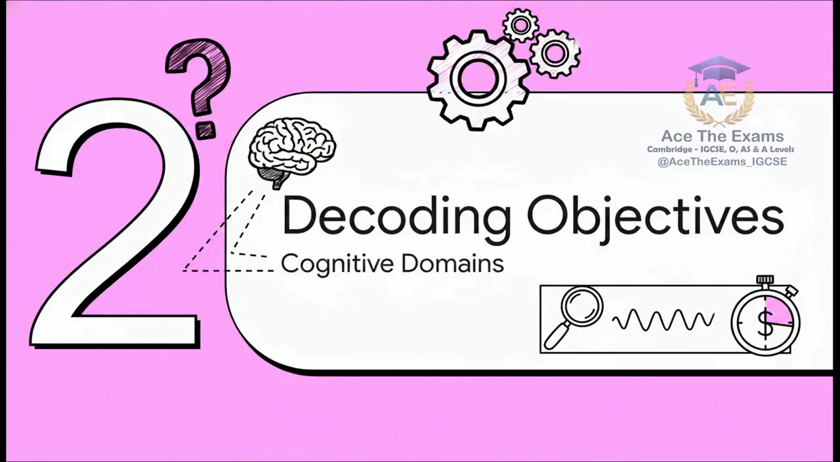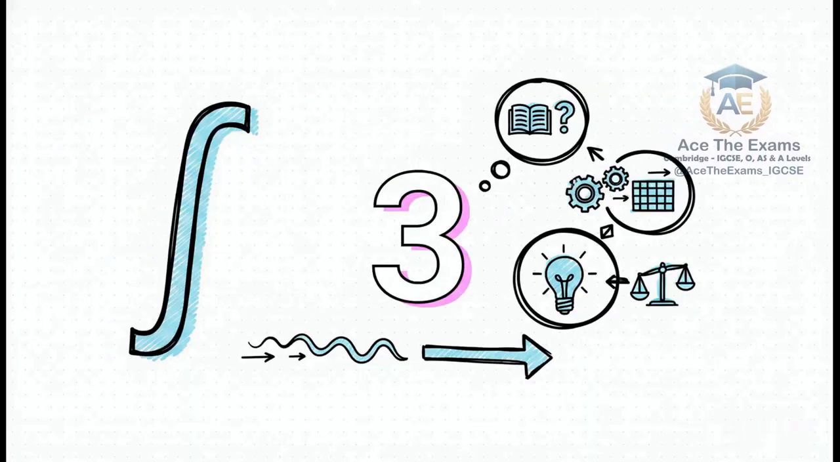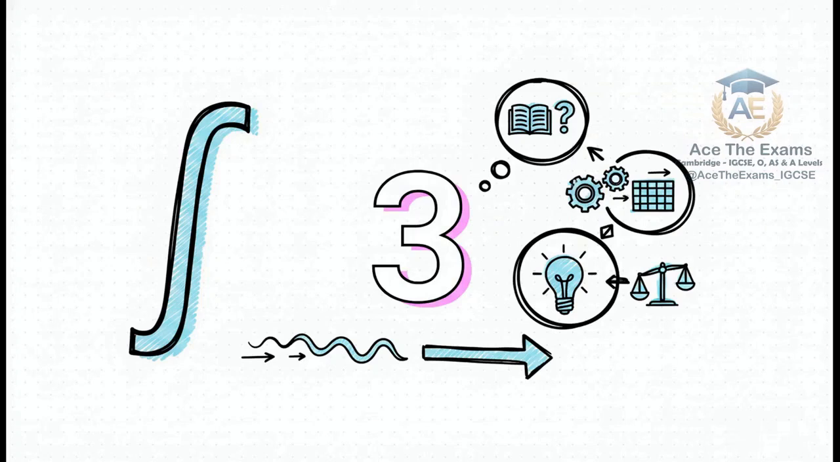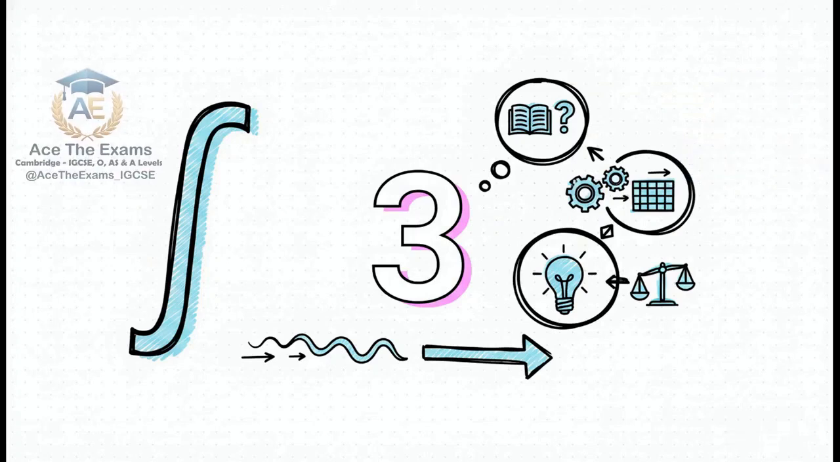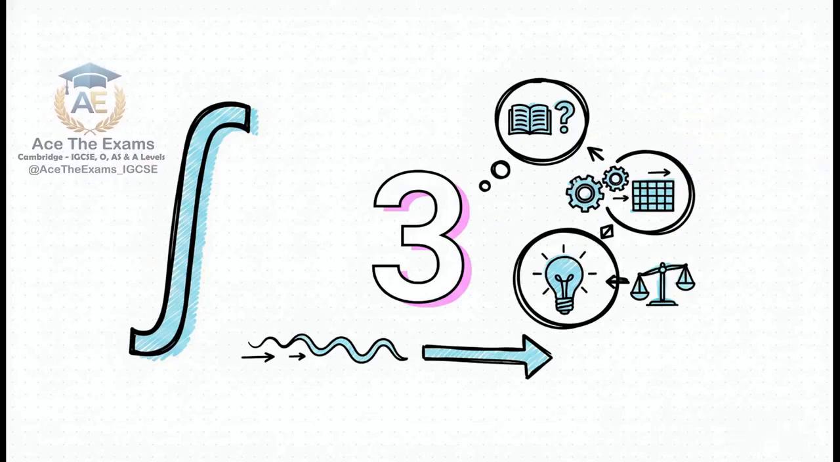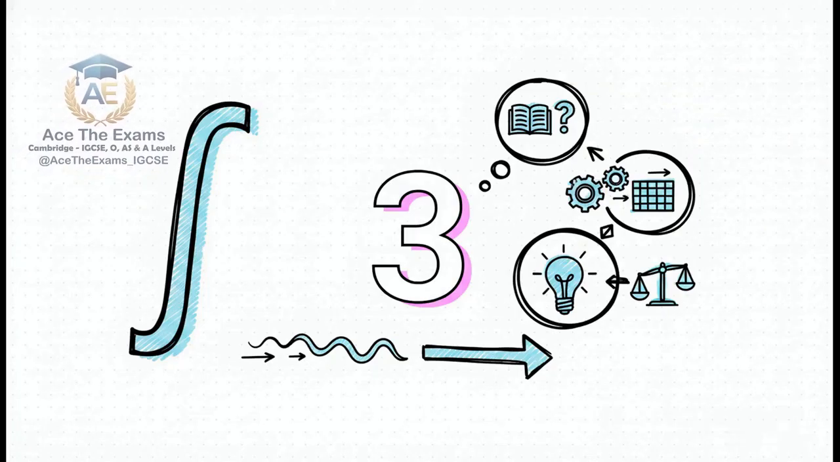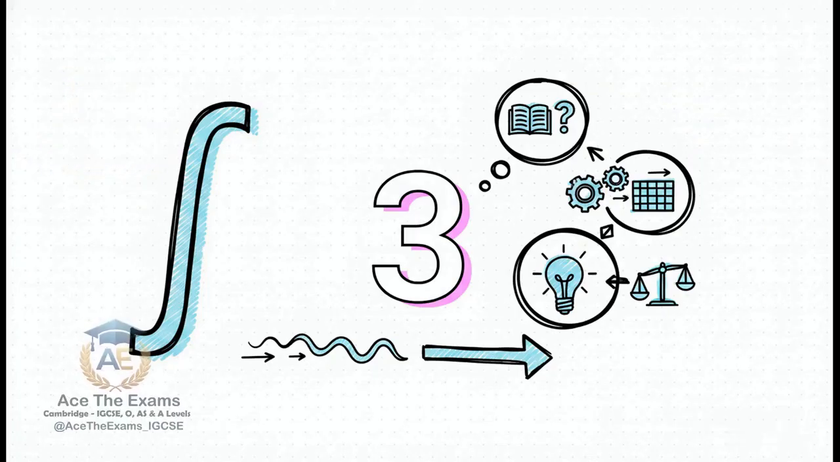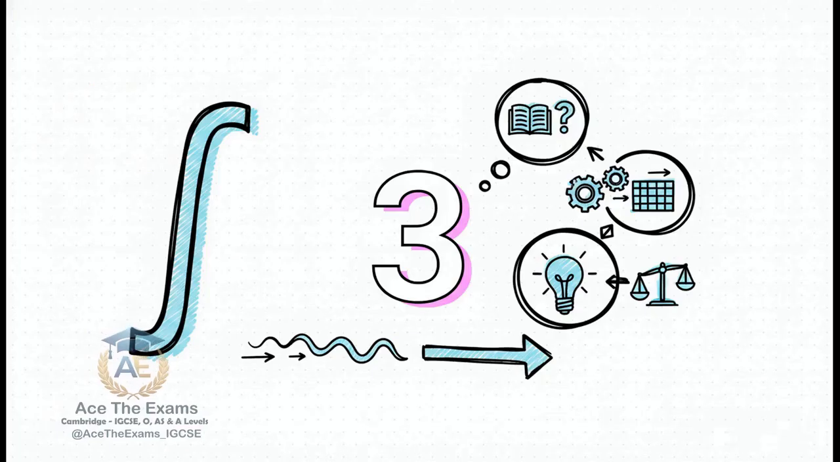Section 2. Decoding assessment objectives. Now, to really maximize your performance and stop leaving marks on the table, it is absolutely crucial to understand how your math is actually being assessed behind closed doors. The academic benchmarks for this Cambridge syllabus target 3 very distinct cognitive domains.